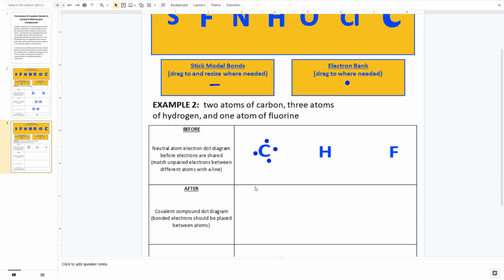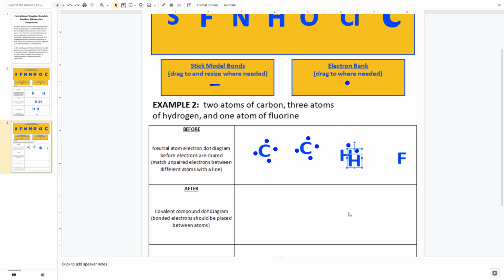But I need 2 atoms of carbon, and so I'm going to highlight the whole thing, copy, paste, and I'm using the arrow so I don't accidentally just grab one part of that, and I'm going to put it like that, okay? And then I'm going to get an electron from my hydrogen, and I'm going to put it right next to it, and I'm going to highlight that.